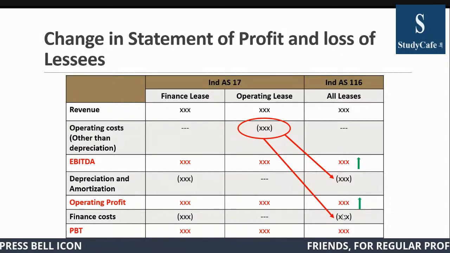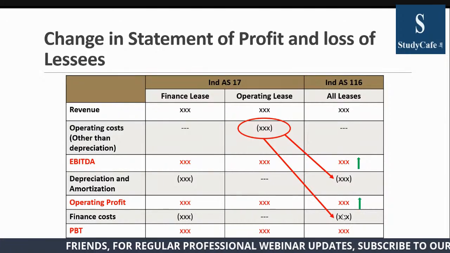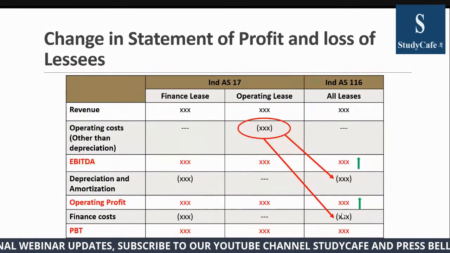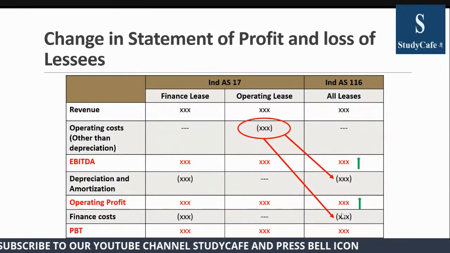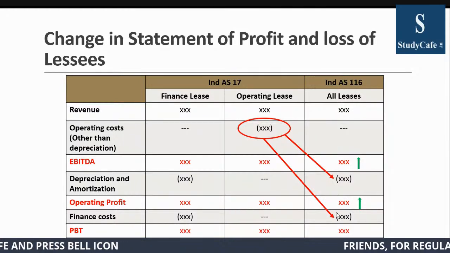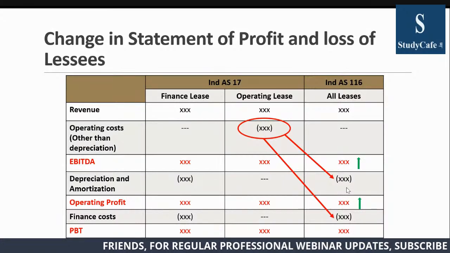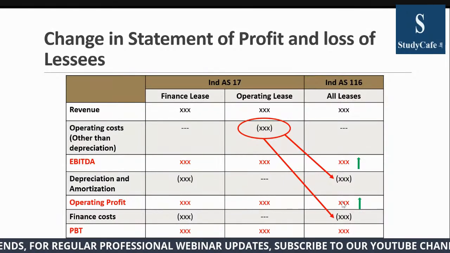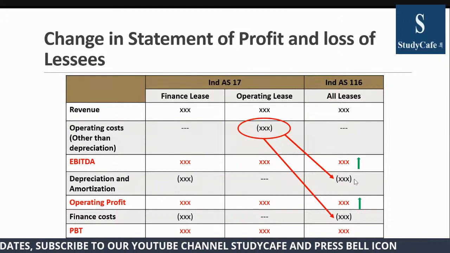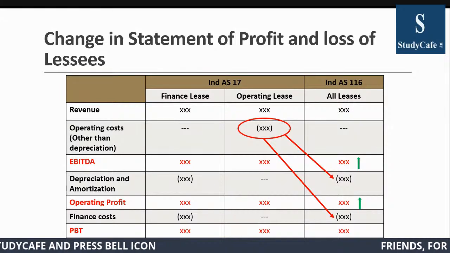Now, as a result, what happens? The EBITDA, which is widely used business metric for companies, will increase. Why? Because the operating cost has been reduced. So the EBITDA will improve and operating profits will also improve. Why? Because finance cost has come in the statement of P&L, which will impact PBT and not the operating profits. So as a result, EBITDA has improved, operating profits have improved, and depreciation and finance cost has been added. This is the change from the transition from Ind AS 17 to Ind AS 116.